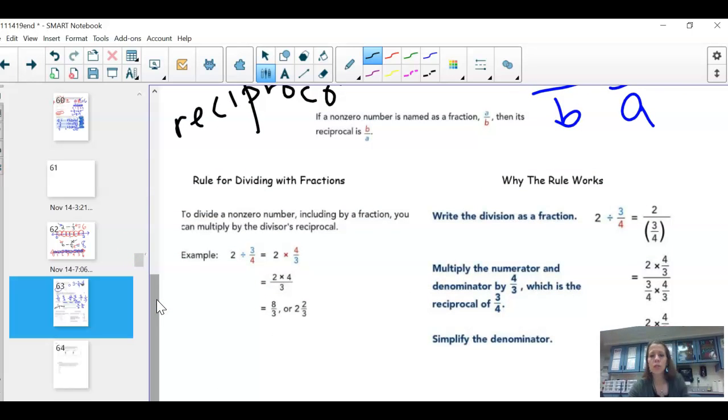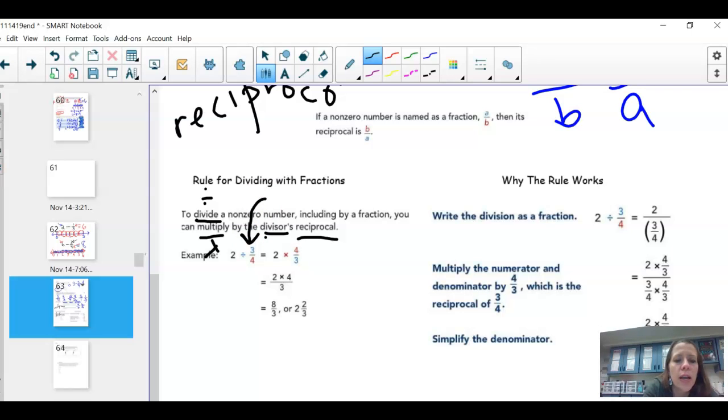We're going to look at the rule or the algorithm, okay? So, if I'm dividing a non-zero number, like a fraction, you can multiply by the divisor's reciprocal. So you're like, what? So the divisor is the second number, el segundo número, okay?